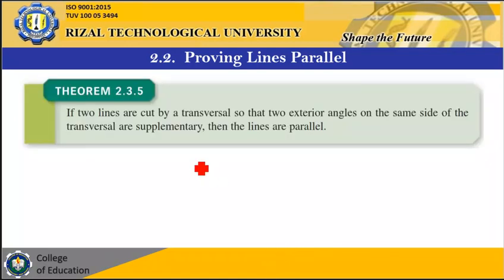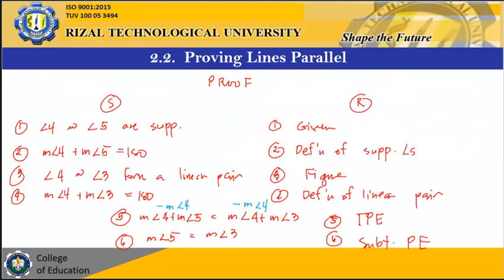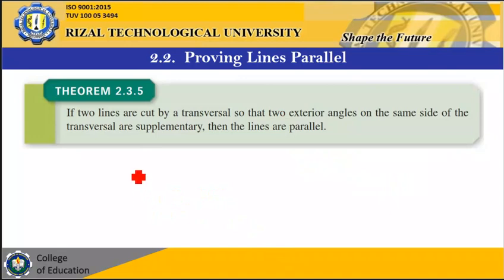If two lines are cut by a transversal so that two exterior angles on the same side of the transversal are supplementary, then the lines are parallel. The proof again is similar to the previous theorem, so we'll no longer show how it is being proved. But if you would like to prove this theorem, you can use this proof as a pattern. In this case, I'll just write in the given figure so that it will not waste our time.